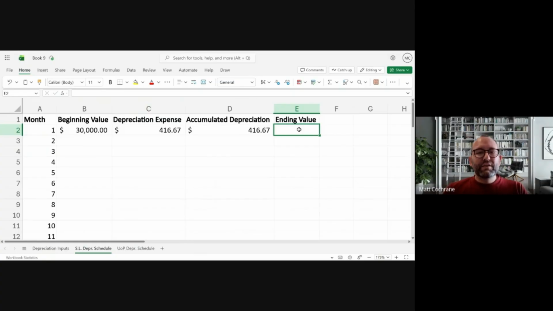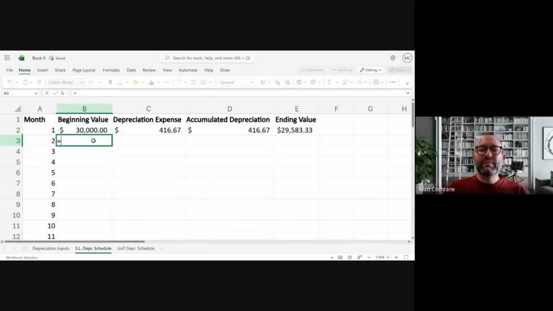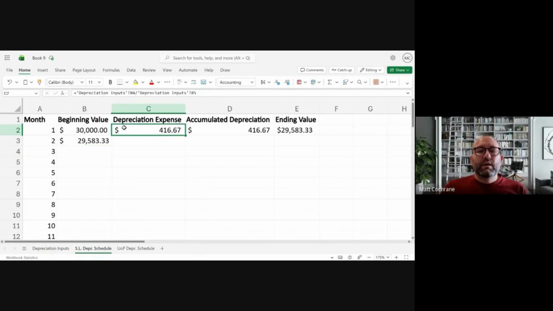What's the ending value after month one? Well, it's going to be our beginning value minus the depreciation expense. Okay, now that becomes our beginning value of month two. Our depreciation expense is actually going to be the same because it's a straight line method that we're using.